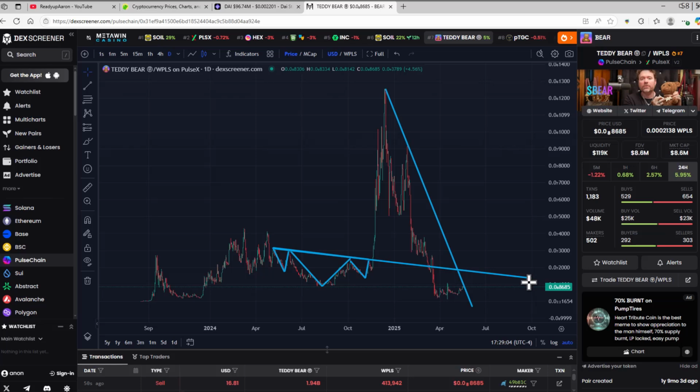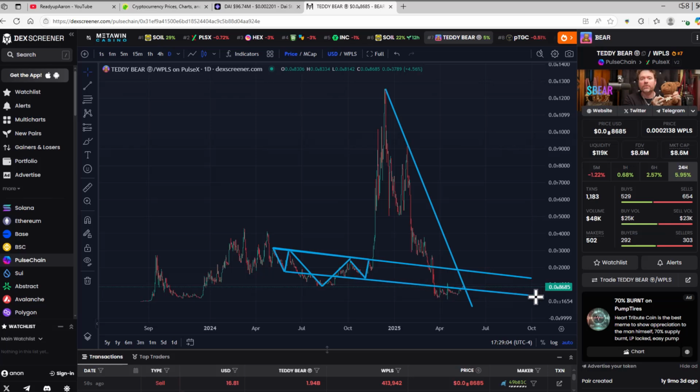Okay, so this is my thought process. This little guy wants to bounce upward here and kind of play around. It's testing this trend line right here. I think it's going to break through that, obviously, either go down or up or sideways, who cares? But the thing is that we do have this right here. This is very important.